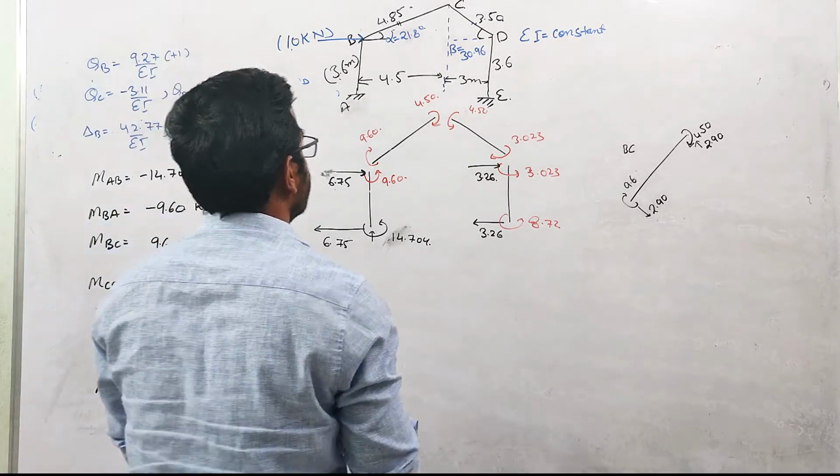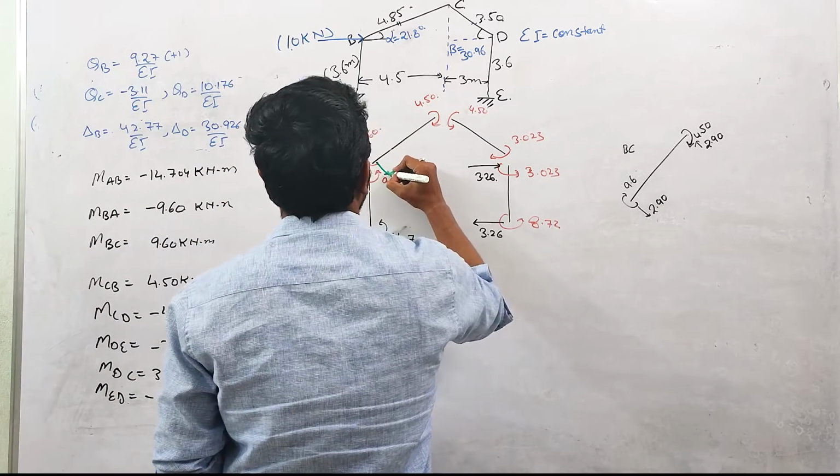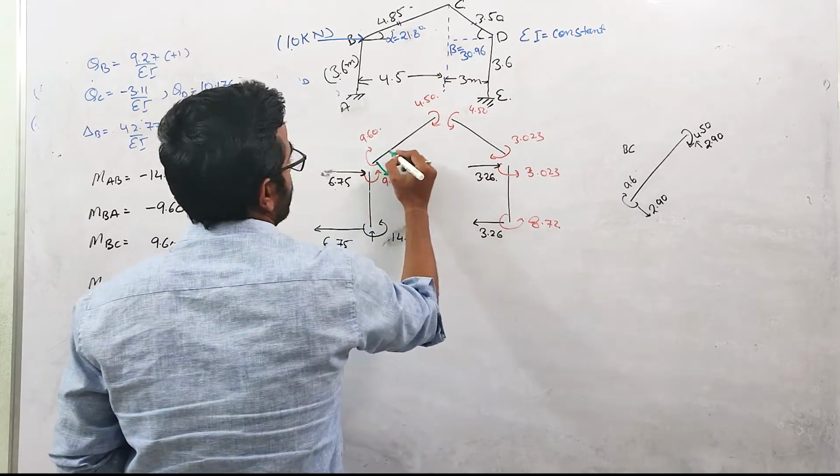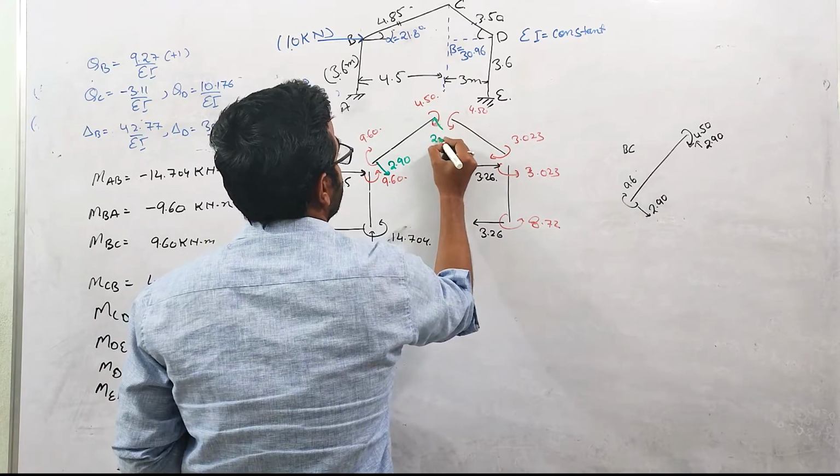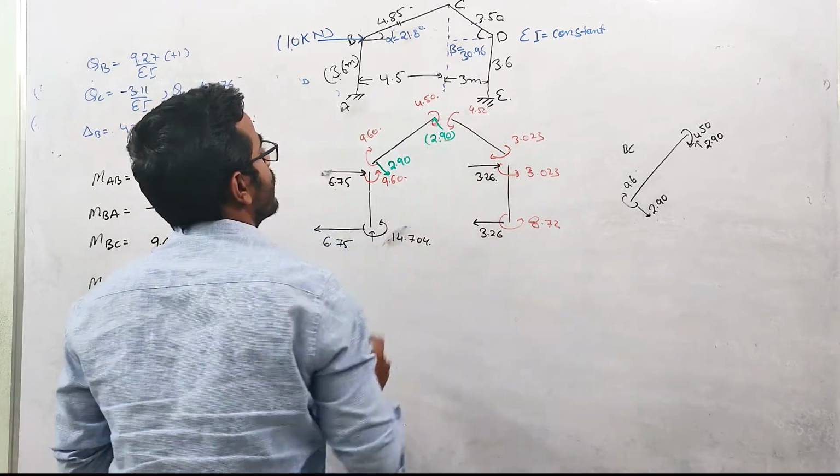So at this point, there will be one force acting perpendicular to this member, which is 2.90, and at this point it is 2.90. Okay.